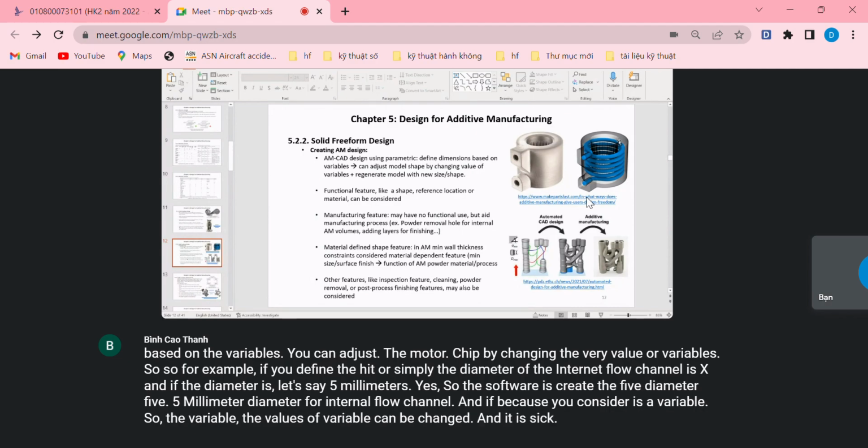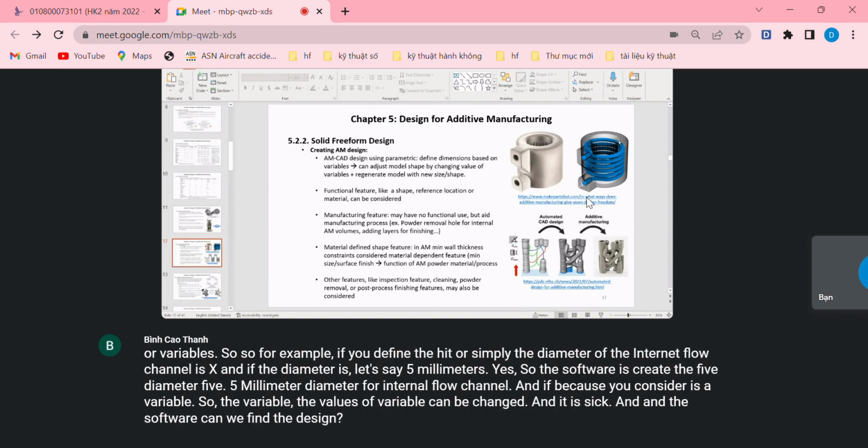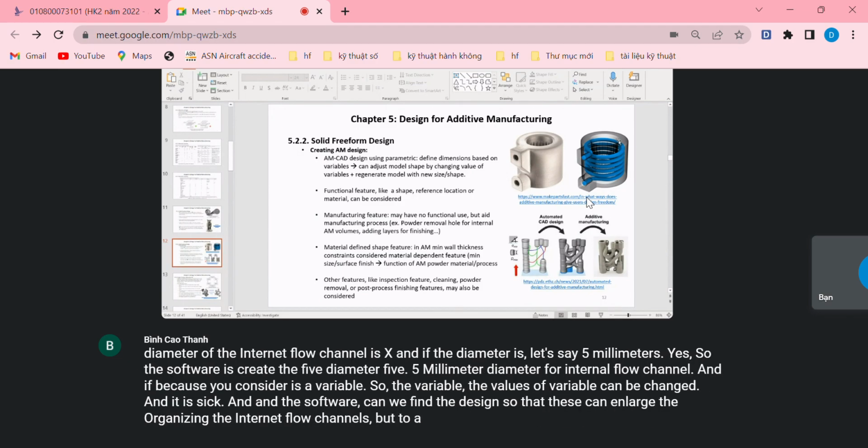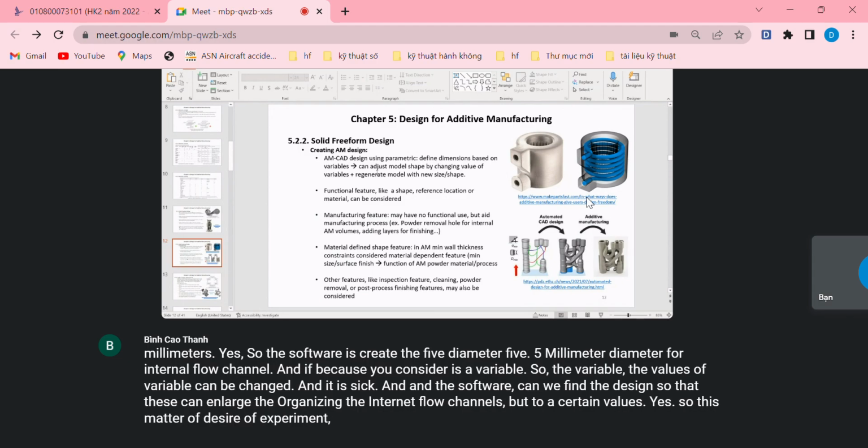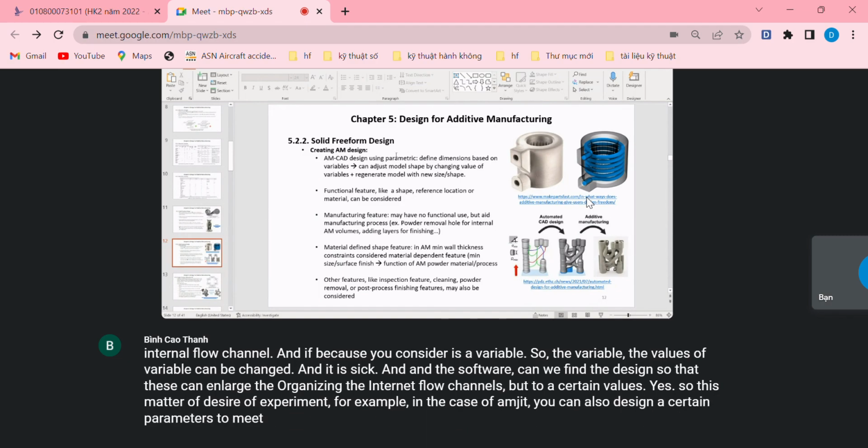Yeah, and the software can modify the design so that it can enlarge the, how can I say, the internal flow channels, but only to certain values. Yes. So this is a matter of design of experiment. For example, in the case of ANSYS, you can also design certain parameters to meet a goal, for example.